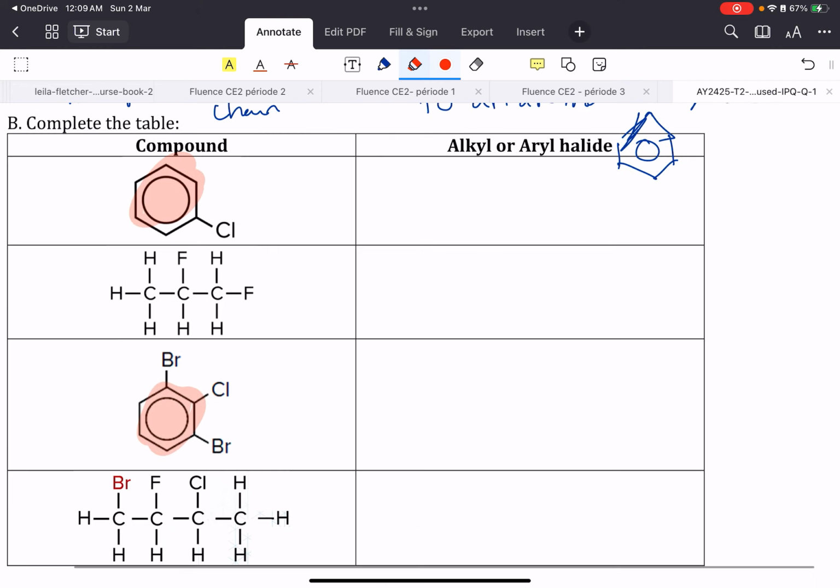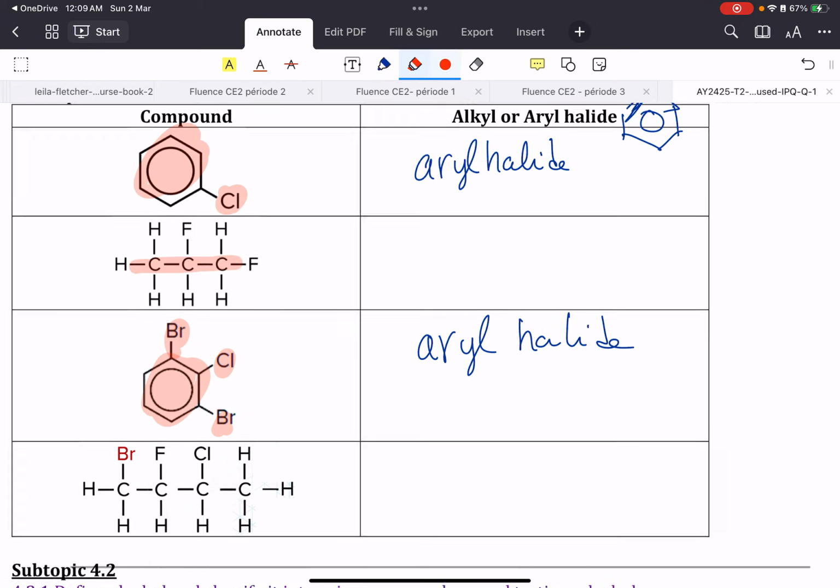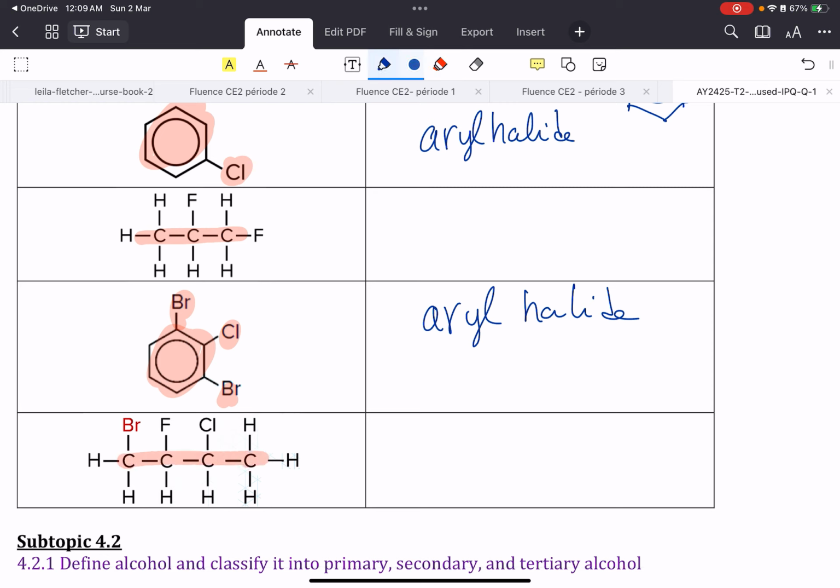Now it's an aryl halide because it contains Cl, which is a halogen, or Br. So this is aryl halide. The rest is an aliphatic chain of carbons. So alkyl halide.